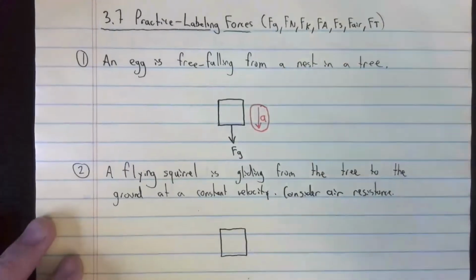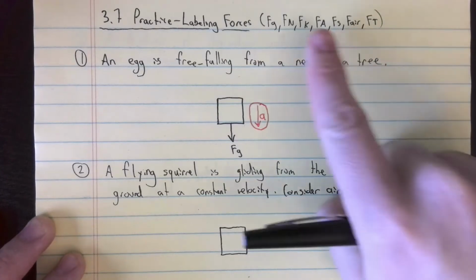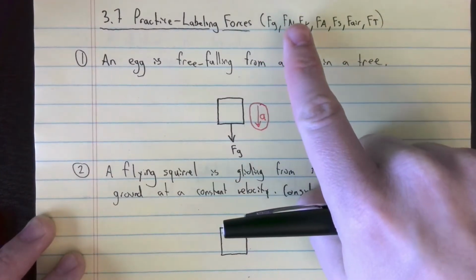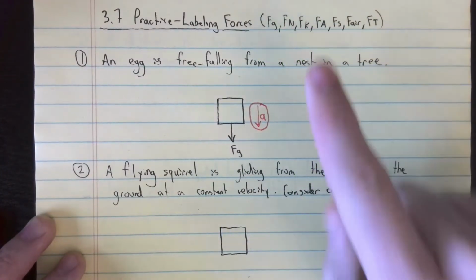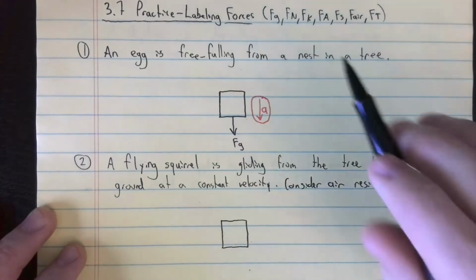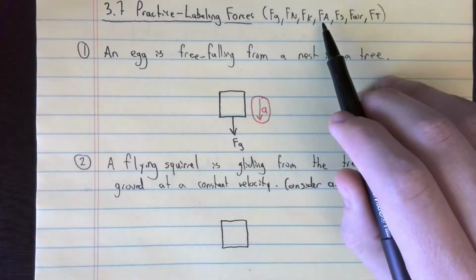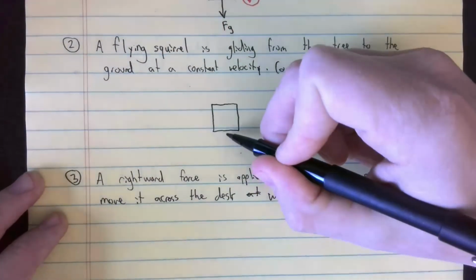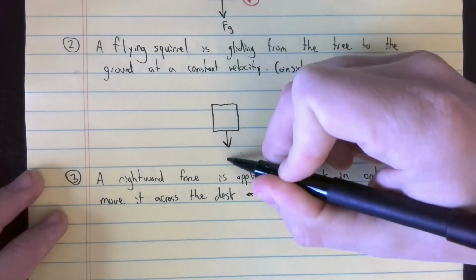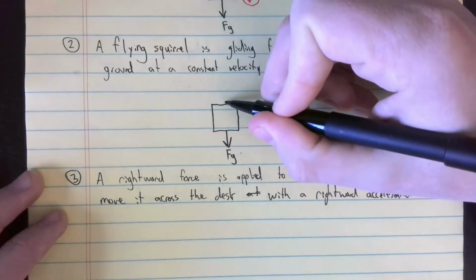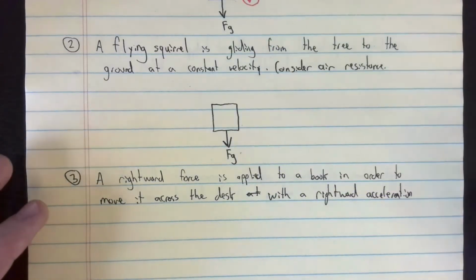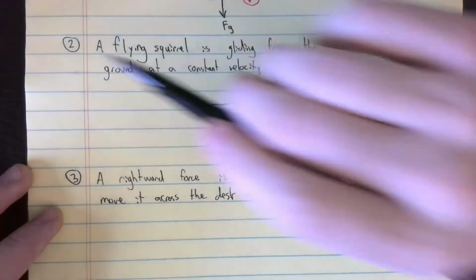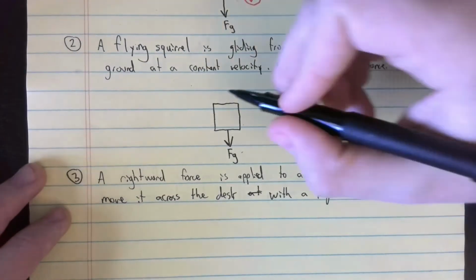So the best thing to do is go through your list here. There's no normal force, there's no friction because it's not on a surface. There's no applied force because no one's pushing the squirrel. There's no tension because the squirrel is not on a rope. The only two are Fg and F air.